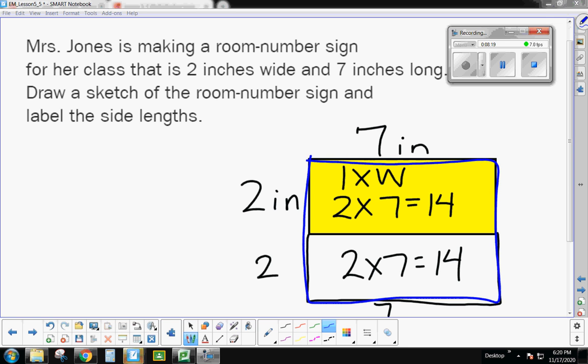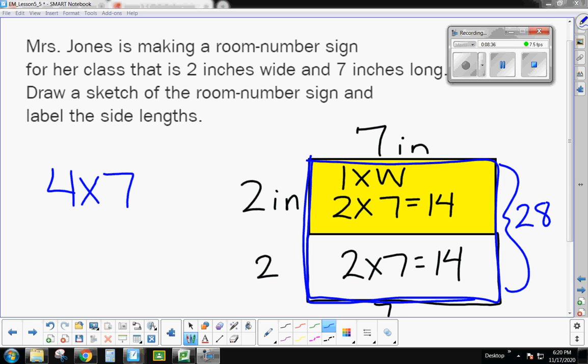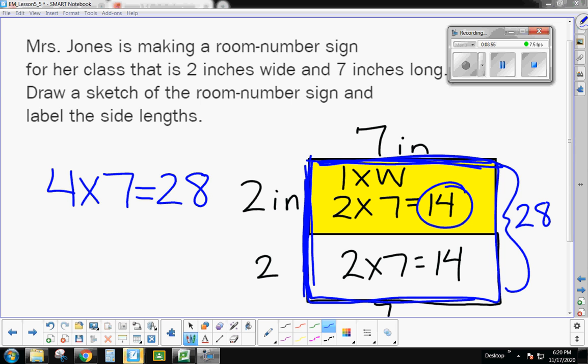Well, the top part was 14, the bottom part was 14. When I added those both together, I have 28. What is my new multiplication problem for this new rectangle here? It is now a 4 by 7, right? We didn't change this length. It's still 7, but we doubled this length. It's now 4. So I have a 4 by 7. If I know that 2 times 7 is 14, all I need to do is double that to get 4 times 7 is 28.